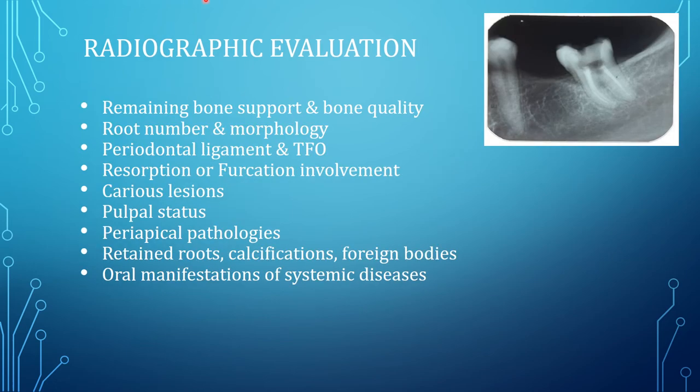IOPAs are very commonly taken to see details of one certain area, which is very important. It basically shows the remaining bone support and bone quality, root number and morphology, the periodontal ligament and any TFOs if present, resorption or furcation involvement, carious lesions, pulpal status, various pathologies, retained roots, calcification, foreign bodies, and oral manifestations of systemic diseases. Any of these have to be taken care of and evaluated.